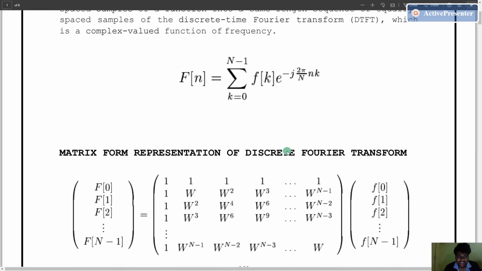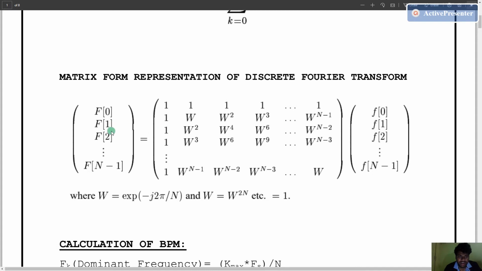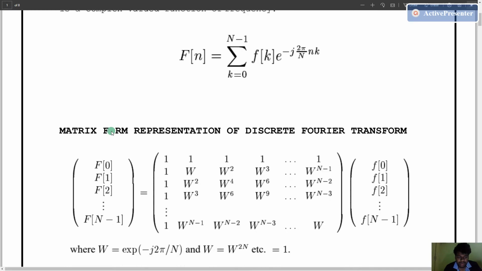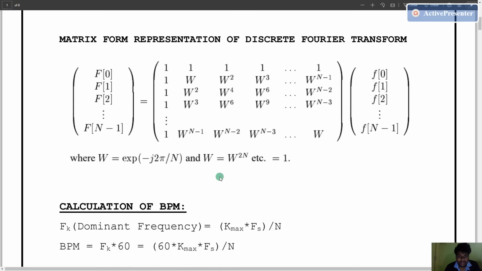Now let's look at the matrix form representation of discrete Fourier transform. Here F(0), F(1), F(2) and F(N minus 1) are the Fourier transform coefficients, and this matrix is the orthogonal matrix which is formed by the basis function, and these f(0), f(1) and f(2) are the original input signal values. Here W equals exponential of minus j into 2 pi by N, and this orthogonal matrix follows the symmetric property, periodicity property and also the orthogonality property.